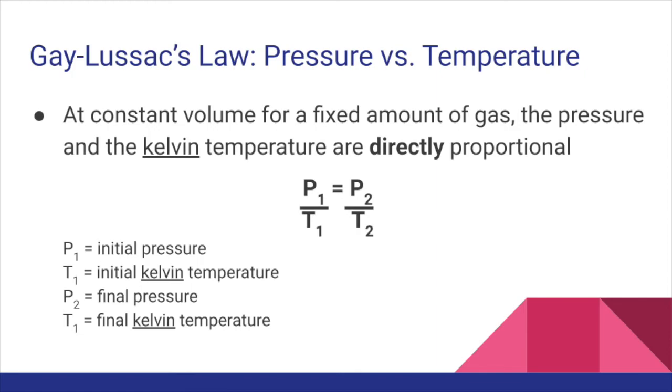Representing Gay-Lussac's law as an equation is P1 over T1 equals P2 over T2, where P1 and T1 are the initial pressure and temperature in Kelvin, and P2 and T2 are the final pressure and temperature in Kelvin. As long as you use Kelvin for the temperature and the same pressure unit on both sides of the equation, then you'll be good to go.